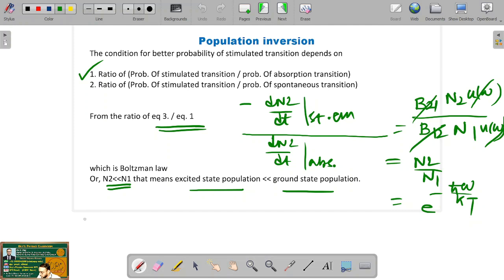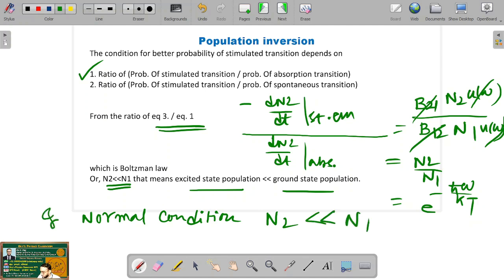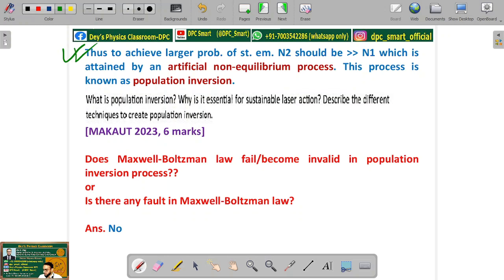So in normal circumstances, in normal condition, N2 is very much less than N1. Our population of the excited level is very much less than the ground level. So now to achieve a larger probability of stimulated emission, N2 should be very much greater than N1.